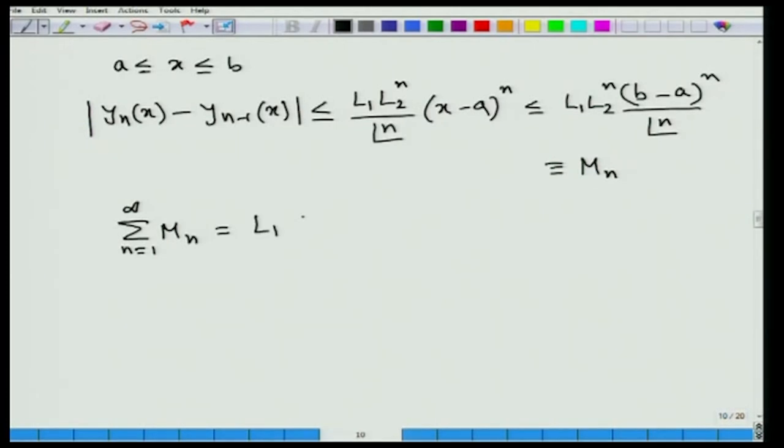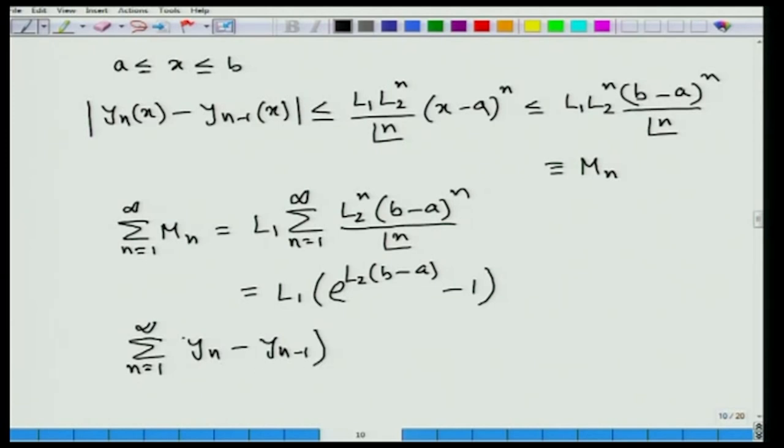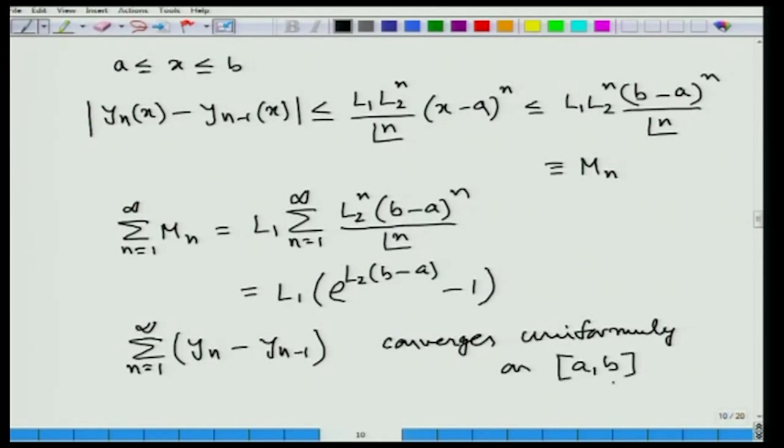sigma n equal to 1 to infinity m n, this is equal to L 1 times summation n running from 1 to infinity L 2 to the power n, b minus a whole to the power n divided by factorial n, and this is equal to L 1 times e to the power L 2 times b minus a, minus 1. And hence, the conditions for the Weierstrass M-test are satisfied, and therefore, the series summation n running from 1 to infinity y n minus y n minus 1 x converges uniformly on the interval a comma b, that means x belongs to this interval.